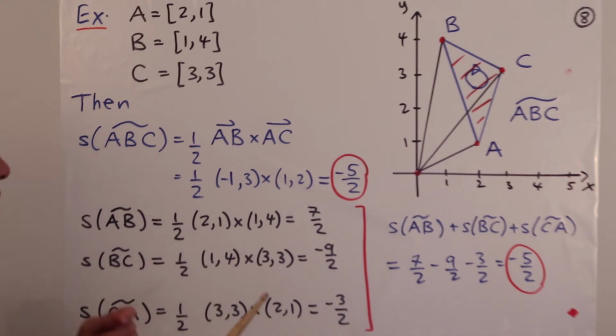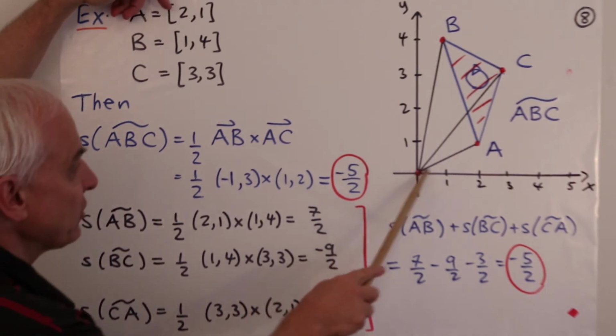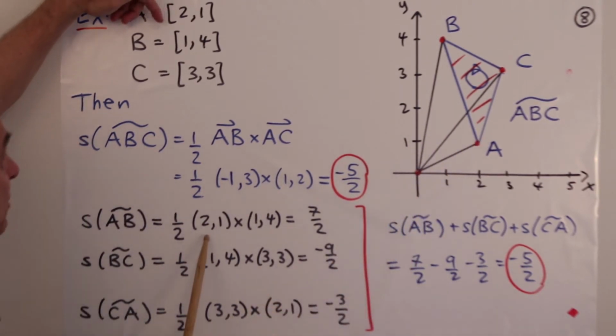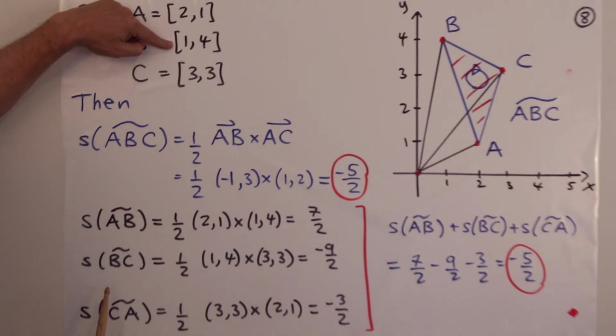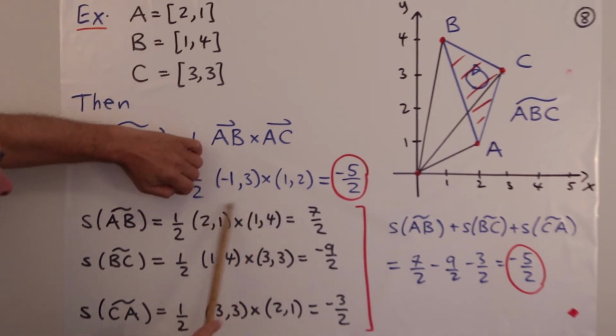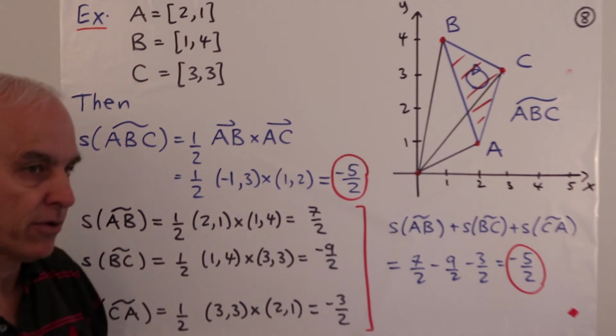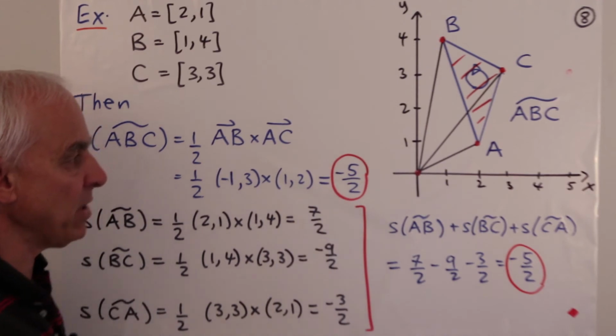So those vectors are just the coordinate vectors associated to the points A and B. So this vector here, emanating from the origin to A, will just be the vector 2, 1. And the vector OB will be 1, 4. So the oriented side AB has signed area 1/2 of 2, 1 cross 1, 4. And that's 2 times 4 minus 1 times 1. That's 7 over 2 altogether. So that's the signed area of the oriented side AB.